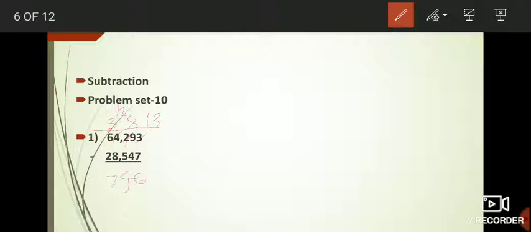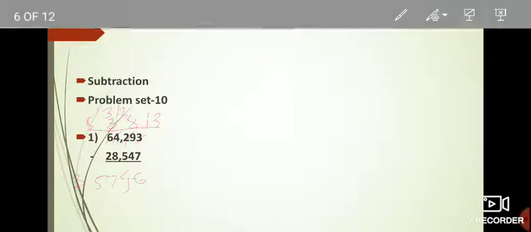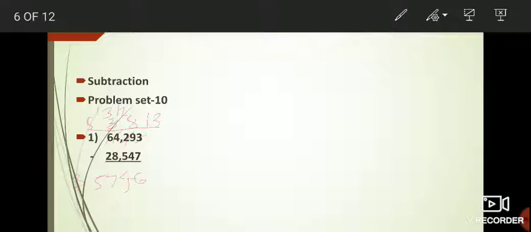Now next one is 3 minus 8, we can't subtract. Again borrow 1, here it becomes 5, and this is 13. 13 minus 8, 13 minus 8 is how much? Yes, 5 it is. Now 5 minus 2 is 3, so the answer is 35,746. So we will see the answer. Yes, our answer is correct, students.